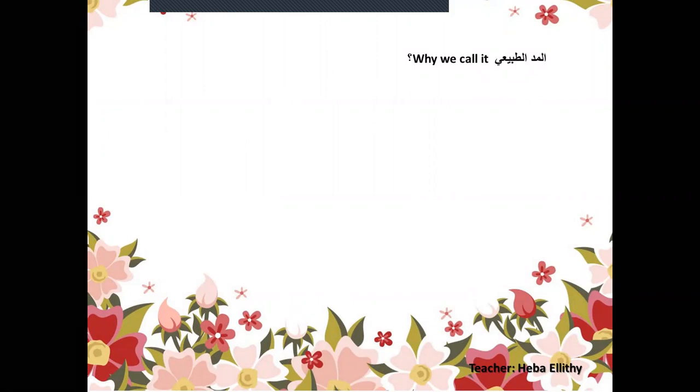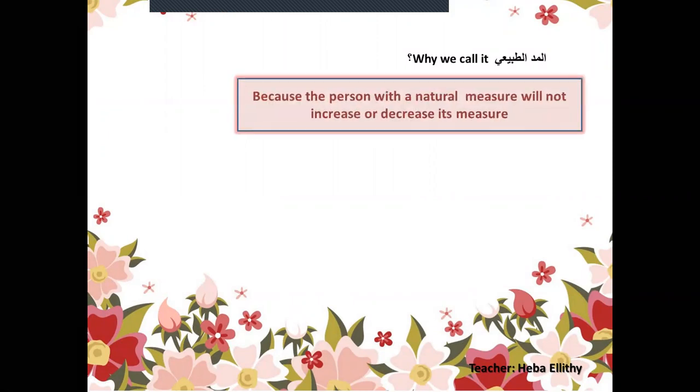Why do we call it al-mad al-tabi'i? Why do we call it natural mad? Because the person with a natural measure will not increase or decrease its measure. And this is another point. Non-Arab people, sometimes they stretch it, but most of the time they cut it. It's not enough length for it. Or they make it just like fatha, or just like dhamma, or just like kasra. This is a very common mistake with non-Arabs.